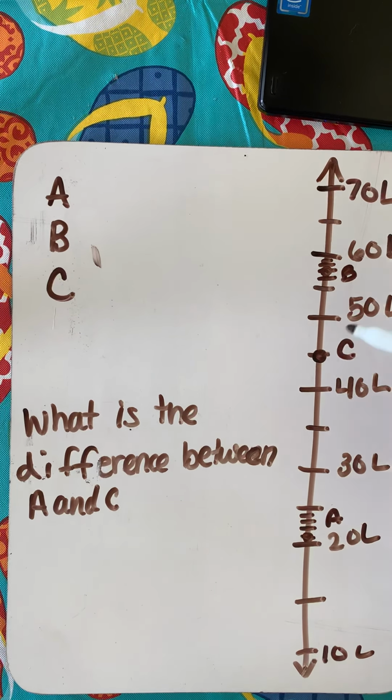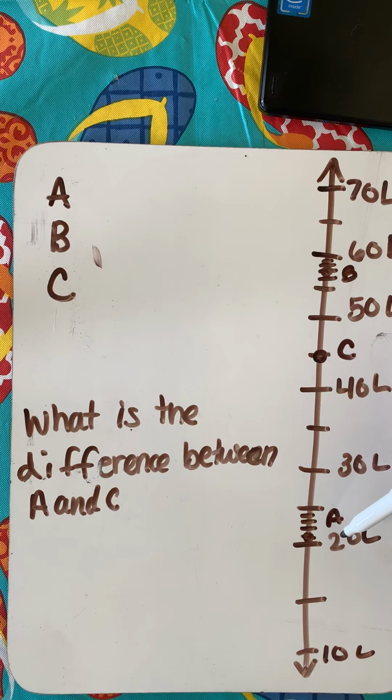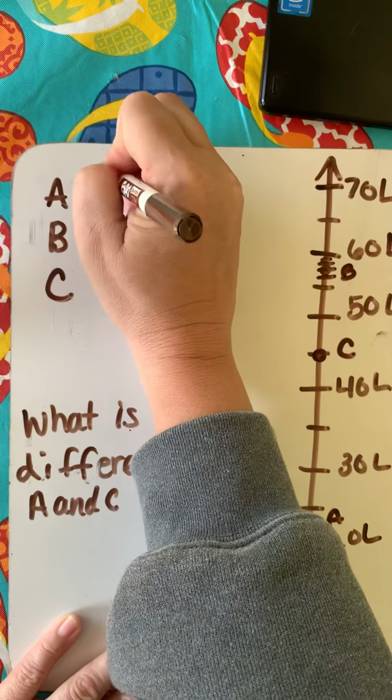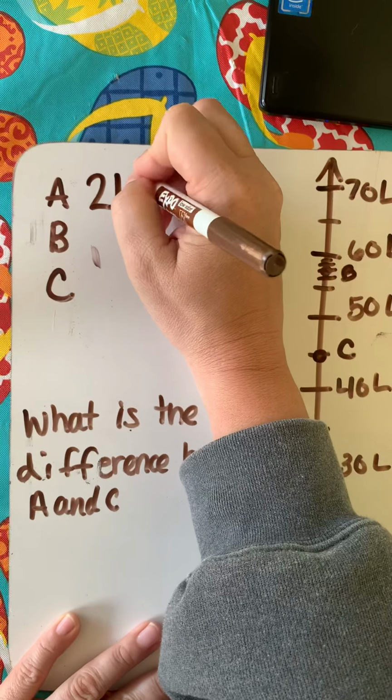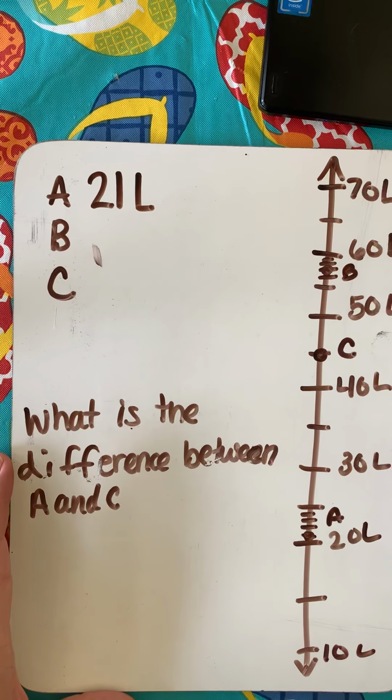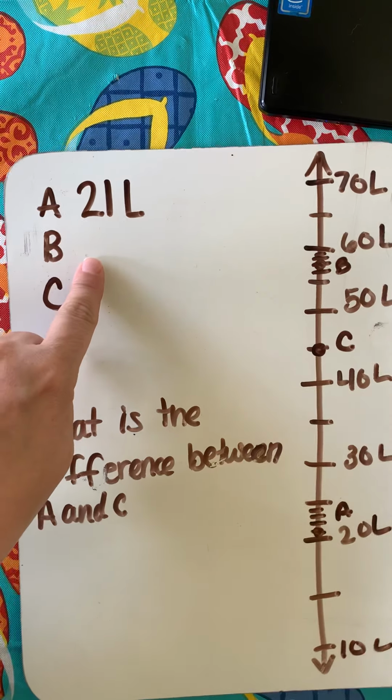It wants to know first, use the number line to record the capacity of the containers. So A is right here. This is 20. This would be 21, because it would be 21, 22, 23, 24, 25. So A is 21. And when you're doing capacity or measuring anything, you need to make sure you use the correct abbreviation for liters, and that's an L. So A is 21 liters.